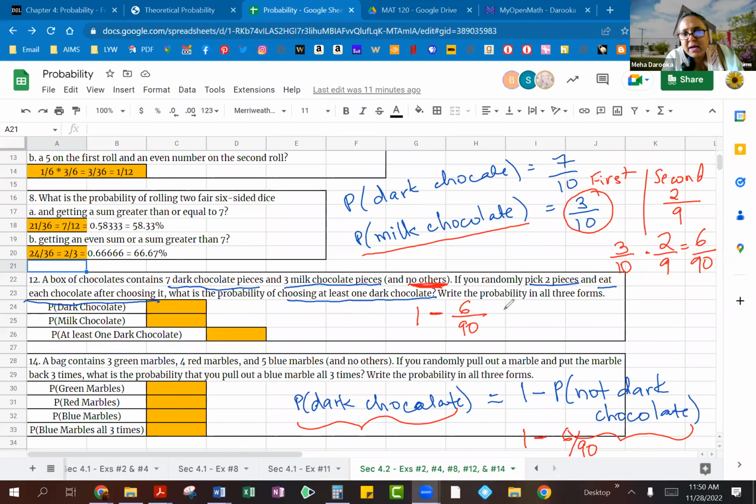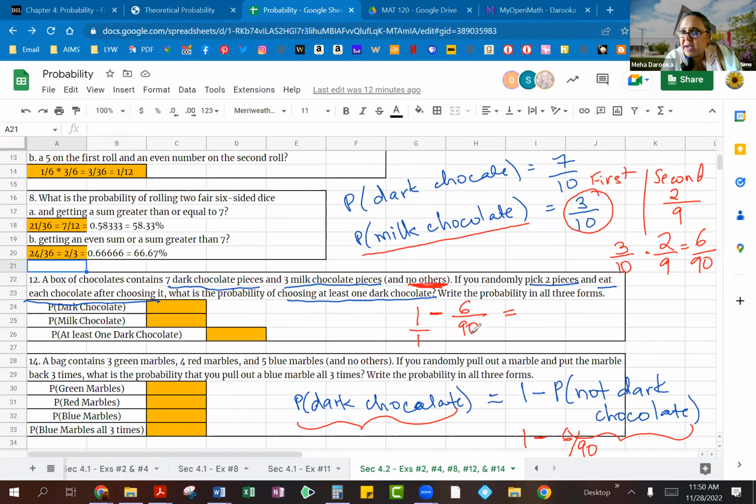So remember, the first thing they want us to do is, obviously you're writing your answers in all 3 forms. So we will need to know what this looks like as a fraction, and then of course as a decimal and percentage. Now, if you guys are comfortable doing this on a calculator and getting all 3 forms of your answer, that's totally fine. But just to show you guys, when you are trying to break this fraction down, so you're doing 1 minus 6 over 90.